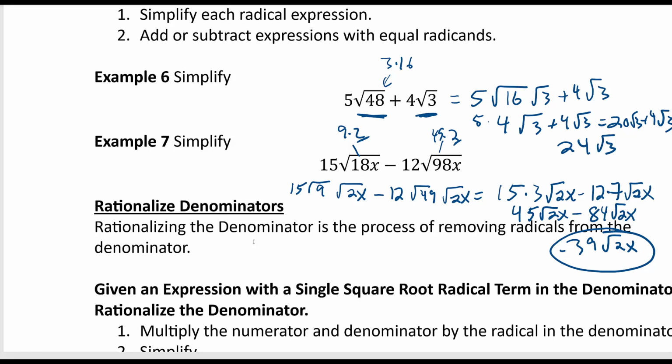Negative 39. Whew, that would have been close. Okay, we're going to stop there and make the next video on rationalizing the denominator.